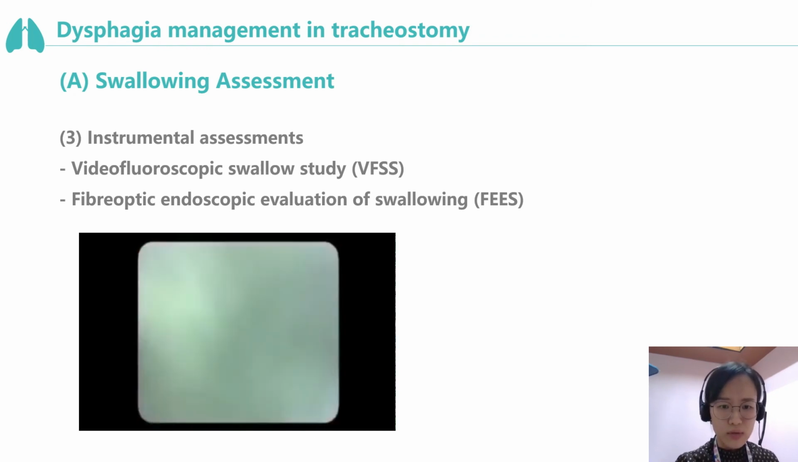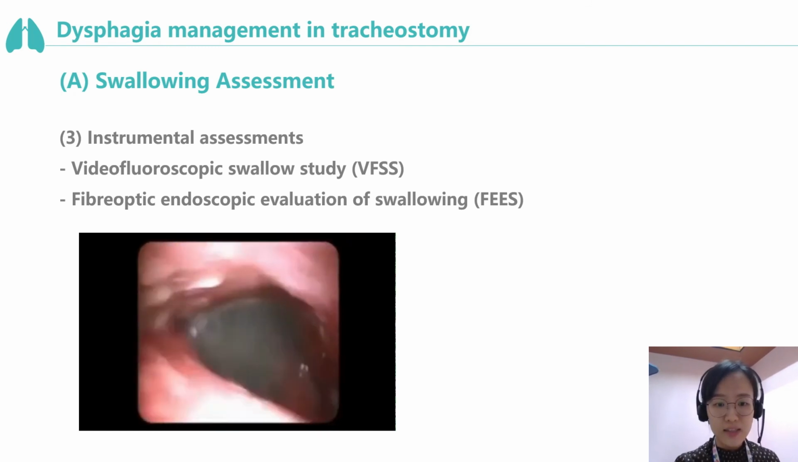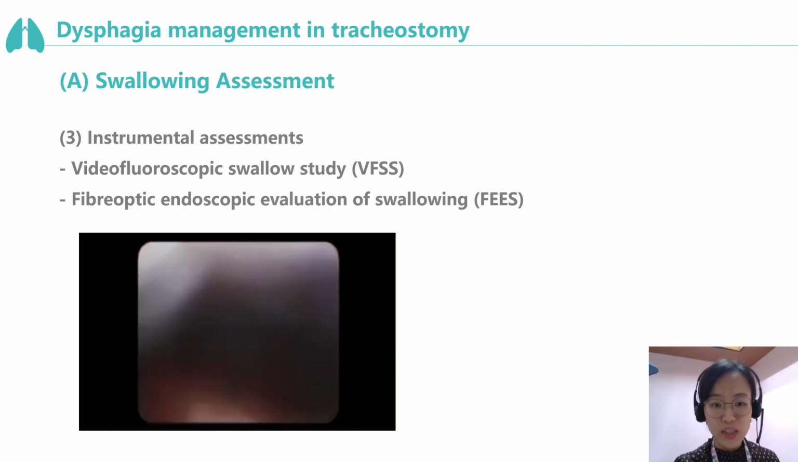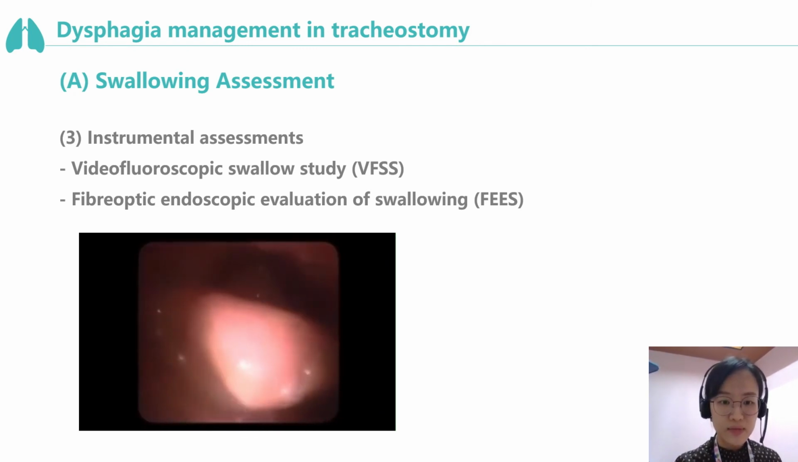Okay, after swallow, good, that's enough. The severe pooling, and the bolus actually going into the airway. This is your airway. Okay. Alright.